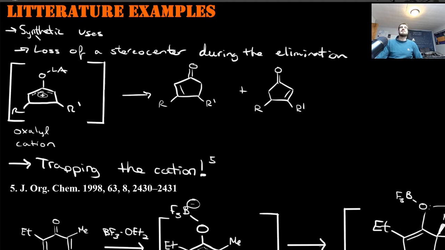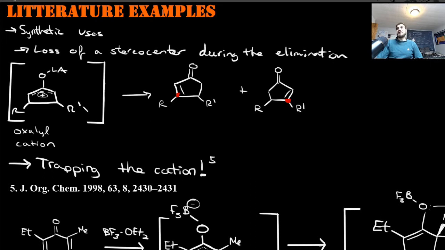So let's see the synthetic uses for Nazarov's reaction. You lose a stereocenter during the elimination. When you pass from your oxyallyl cation to your final molecule, if you let it go through the normal Nazarov cyclization, then you lose the carbon that is now sp2, either this one or this one. You lose the stereo information and you keep the other one.